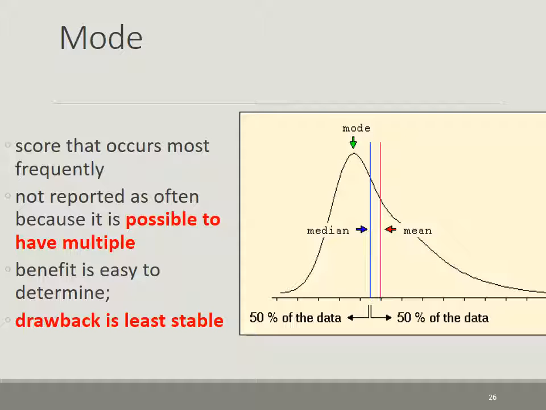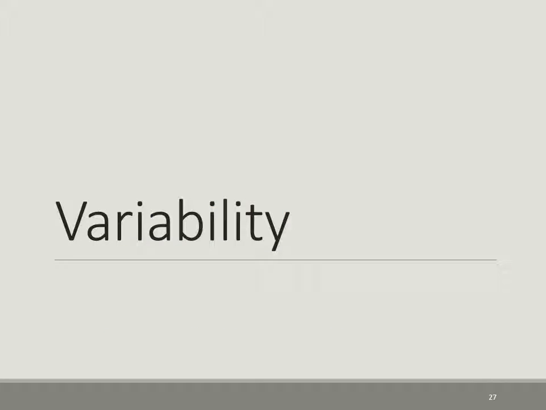It is the least stable. It's going to depend every single time on the distribution of the data, that it's hardly ever going to be the same. And if it is the same, then there's probably something wrong with the data. But again, it is possible to have multiple modes, and it is not very stable.